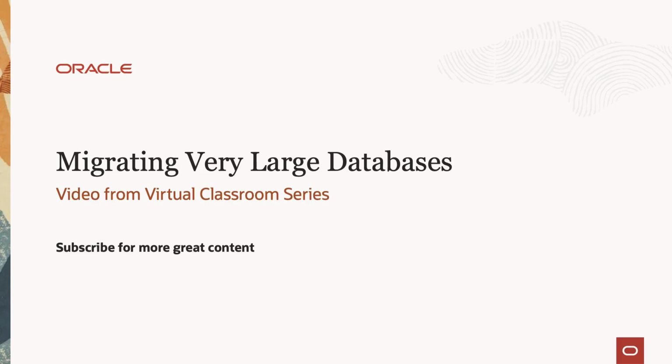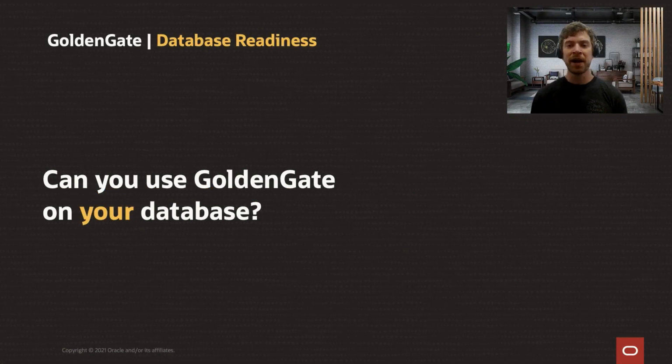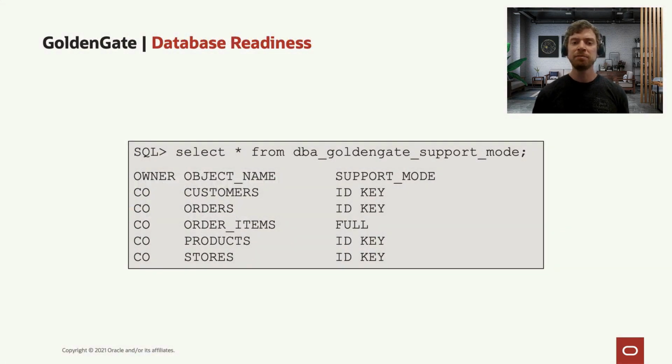So you might be asking, can I use GoldenGate in my database? There are some views in the Oracle dictionary that can help you. First is DBA_GOLDENGATE_SUPPORT_MODE. This view has all the objects you have in your dictionary, and you have this support mode, which will tell you if that table or if that object is supported or not by GoldenGate.